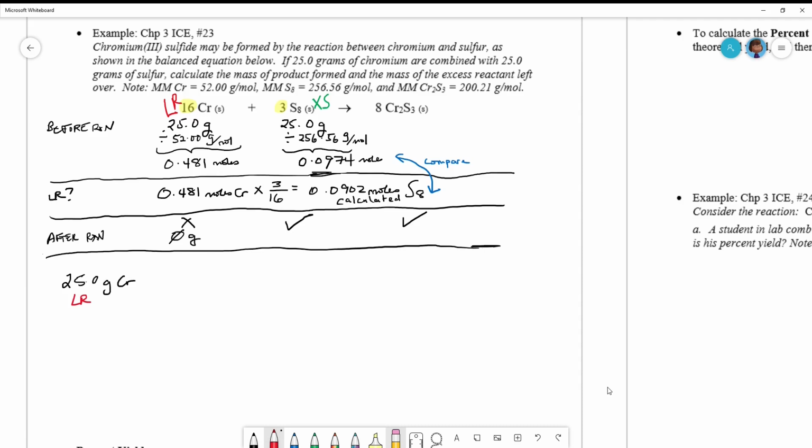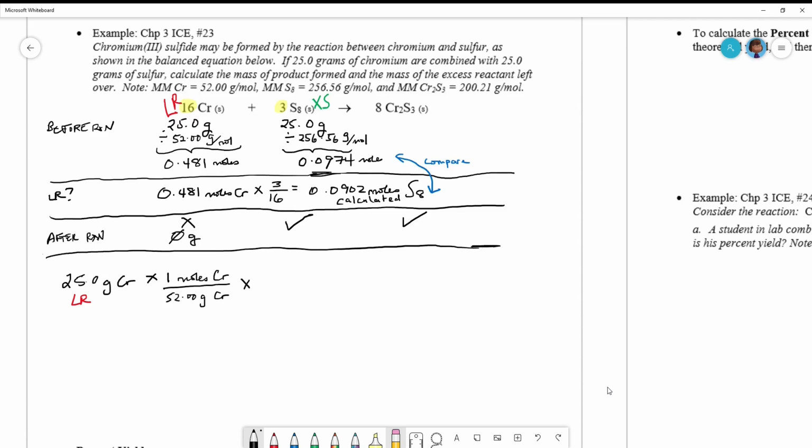So now we're going to do mass-to-mass stoichiometry to get from our 25 grams of chromium limiting reactant to the mass of product chromium sulfide. So let's remember how we do that. Our first step in mass-to-mass stoichiometry is to get moles. So 1 mole of chromium for every, well, the molar mass of chromium, 52 grams of chromium.